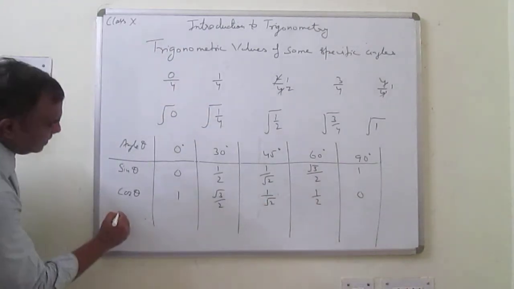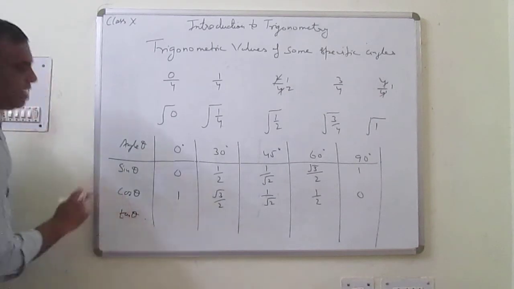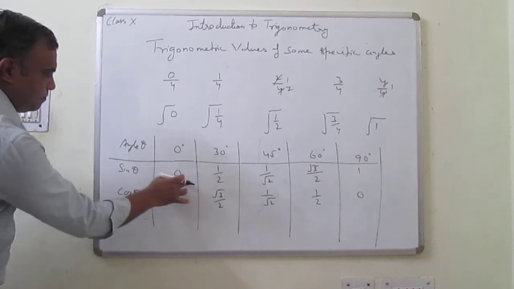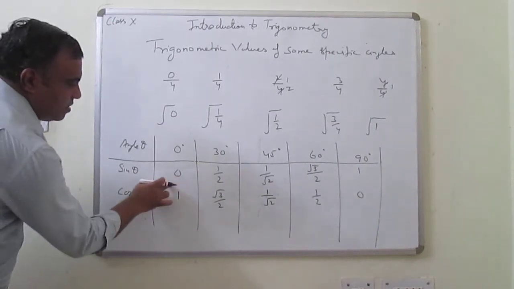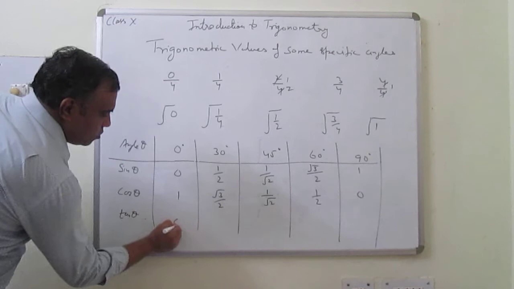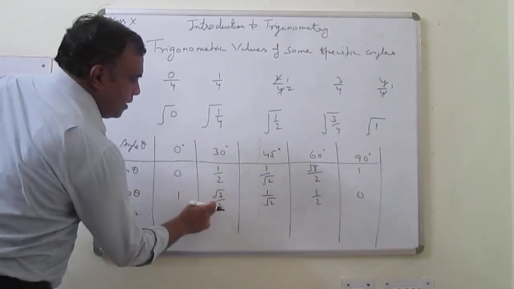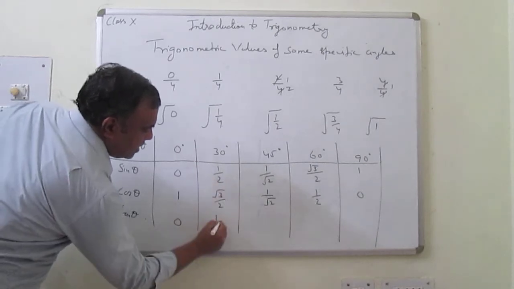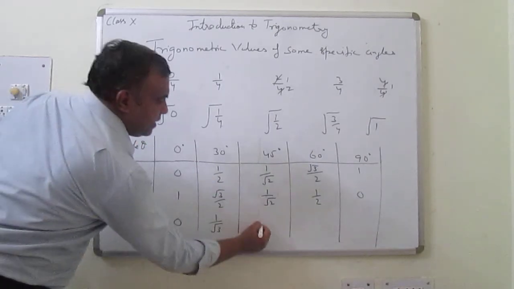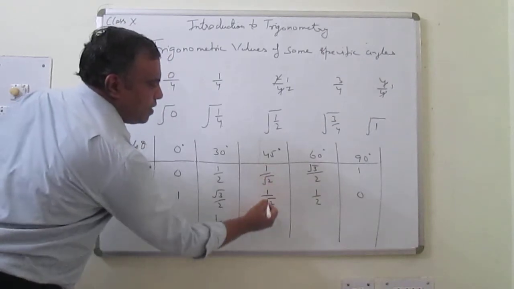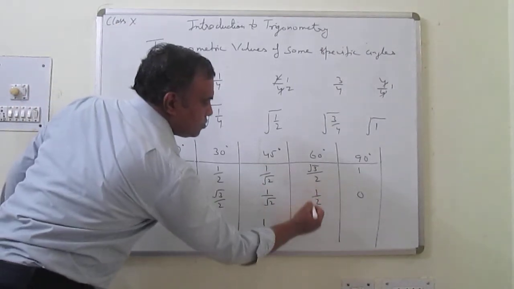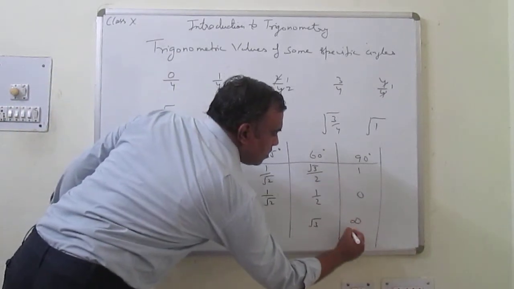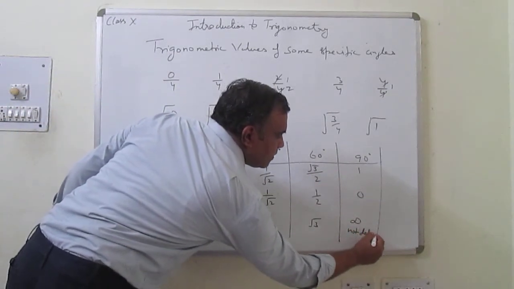Now what is tan theta? We know that tan theta is sine upon cos. When you divide sine upon cos, you will get tan theta. 0 upon 1 is 0. 1 by 2 and root 3 by 2: when you divide, the 2 cancels, it is 1 by root 3. Then 1 by root 2 upon 1 by root 2 cancels, it is 1. And it is root 3. 1 upon 0 is infinity, or not defined.